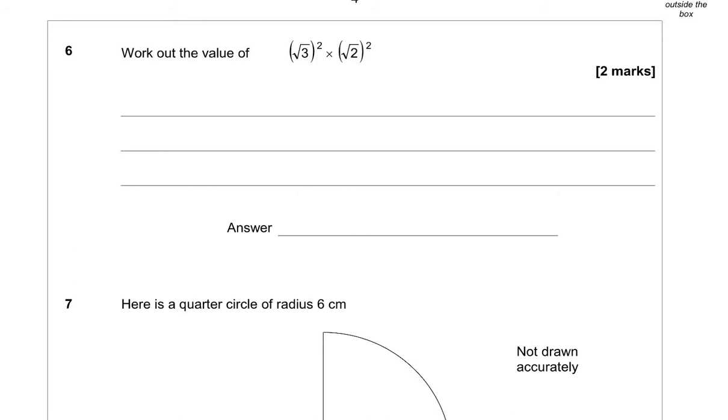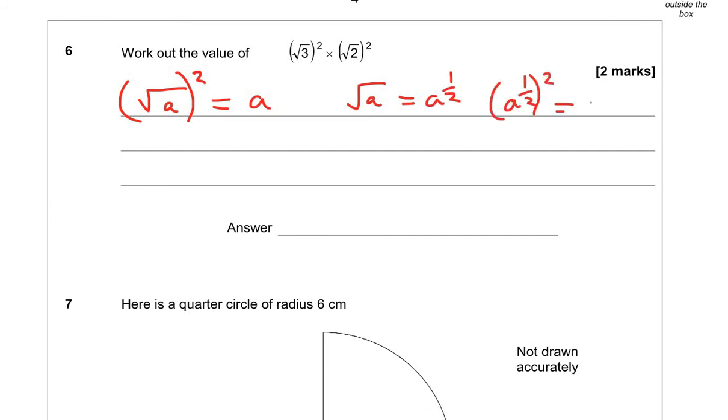Right, question 6. Work out the value of square root of 3 squared times square root of 2 squared. Well, you should know that any number, if it's square rooted and then squared, we just get that number back, because the square root of a is just a to the half, and so a to the half squared is just a. So the answer to this is just going to be 3 times 2, which equals 6.